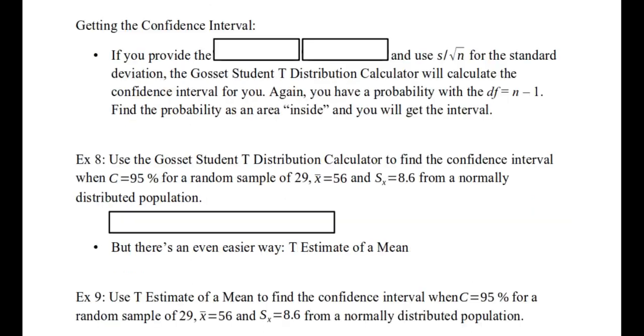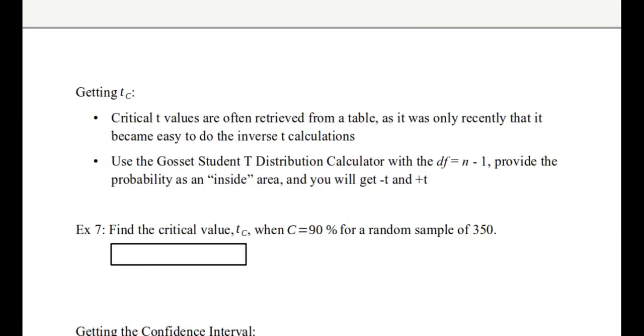In your homework, you're going to find some questions that ask you for the critical value t sub c. So we're going to go through that as a separate question, but remember, the goal here really is to find a confidence interval for a population mean when the population standard deviation is not known. But we're going to start just by finding some critical values, t sub c's.